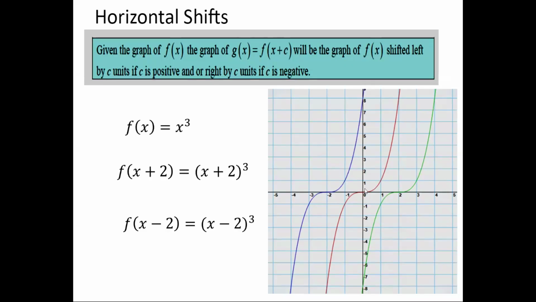The function goes to the negative side. That is purple here. Don't be tricked. It's not the green. The green is when you subtract 2 here. When you subtract 2, you're going to get (x - 2) cubed. That's this function here.